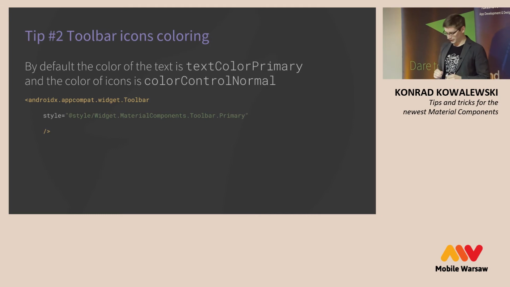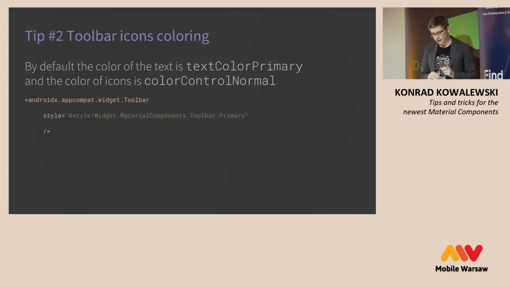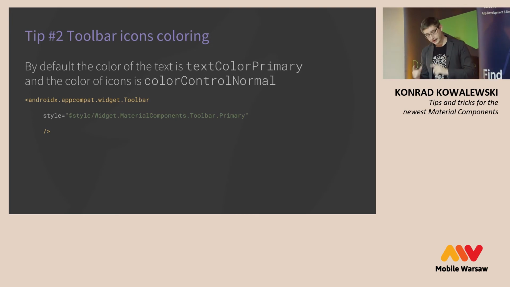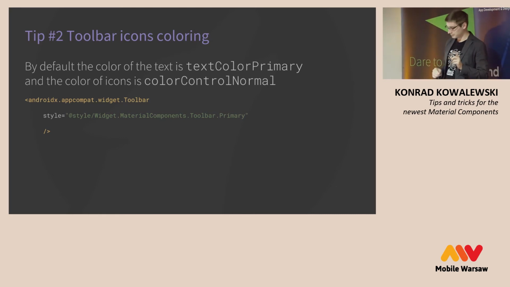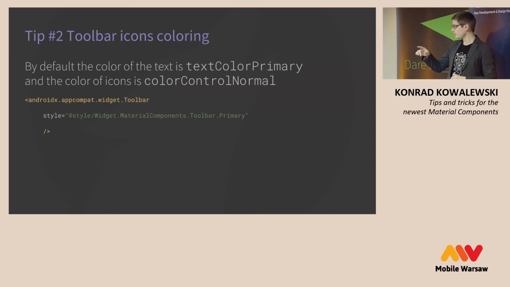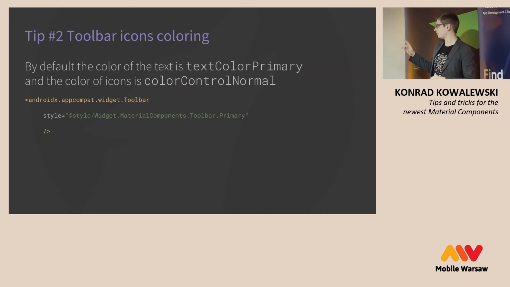By default, the color of the text is text color primary. And the color of the icon is color control normal, which in the theme is defined to be equal to text color secondary. So on the left, text color primary, on the right, text color secondary. Two different colors on one widget. I don't know who thought that would be a good idea, but we can mitigate the issue by using the style that you see on the bottom, Widget.MaterialComponents.Toolbar.Primary.